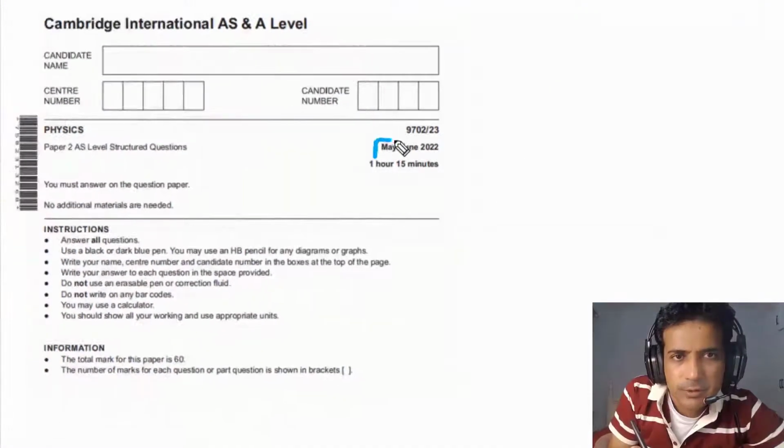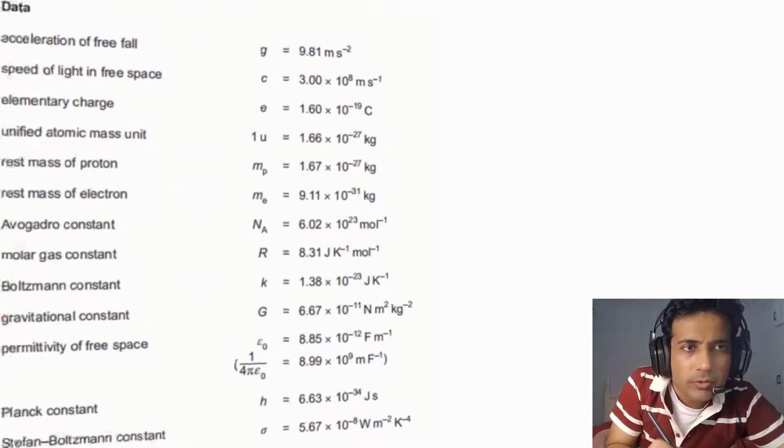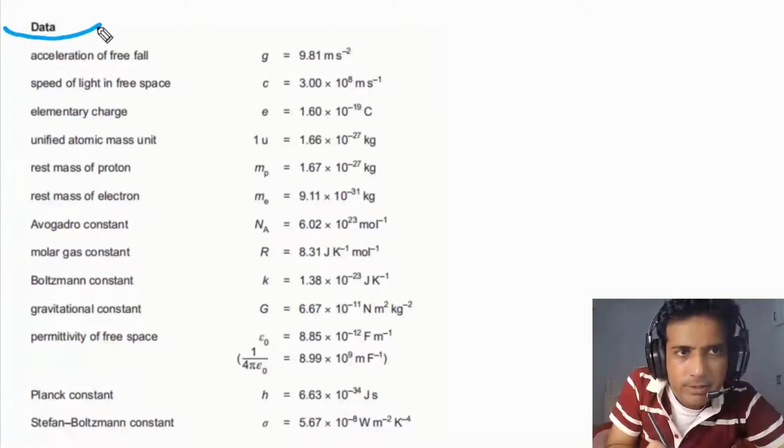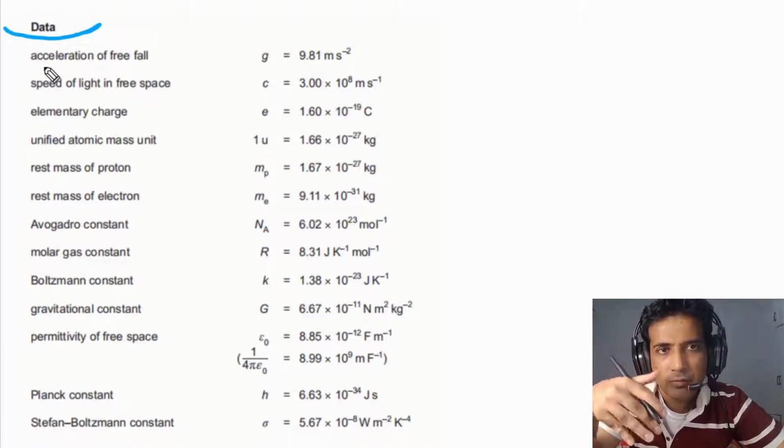In today's class, we are talking about June 2022, and the total time for this exam is 1 hour and 15 minutes. You need to answer all the questions on this paper, and the total mark for this paper is 60. On the second page of your exam paper, some data is given to you, meaning values of some important constants are given. If you need the value of any constant, you can come to the second page of the exam paper and find it. So this is very important. You need to be clear that values of constants are given to you.